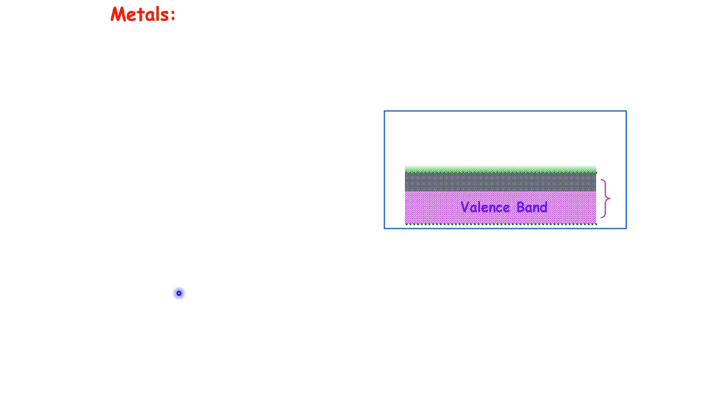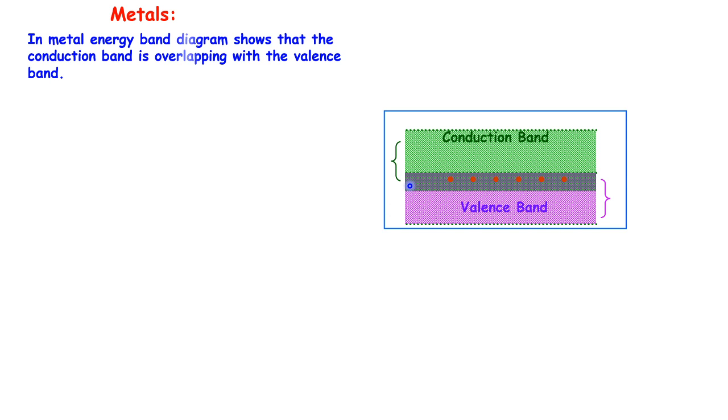Now how do we define metals or conductors? In a conductor, the conduction band and valence band are overlapping. So this is the overlapping of conduction band and valence band. As we know, the conduction band has highly occupied energy levels, and this is a low energy level in the conduction band. In metal, the energy band diagram shows that the conduction band is overlapping with the valence band.